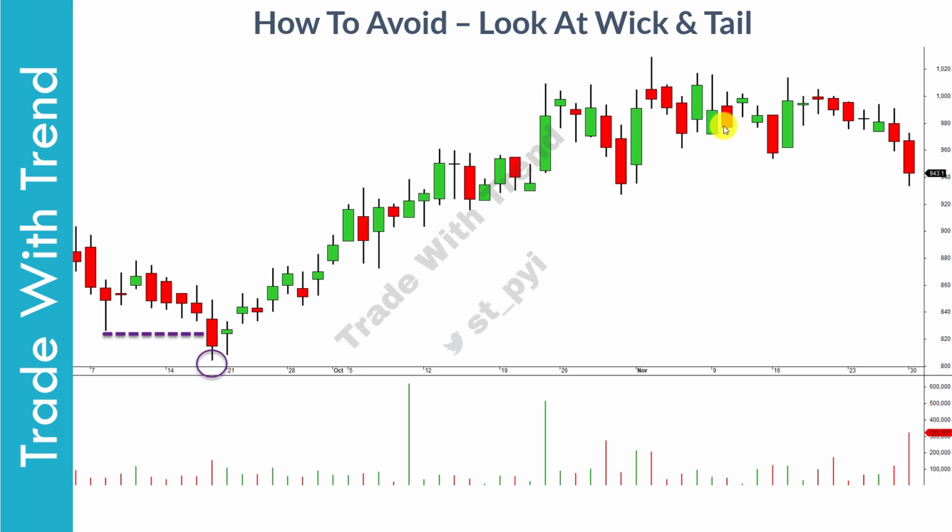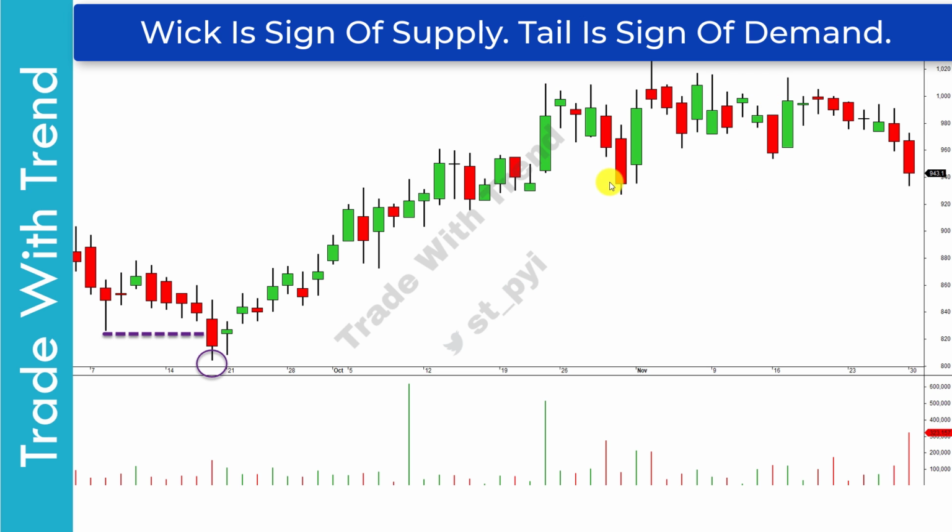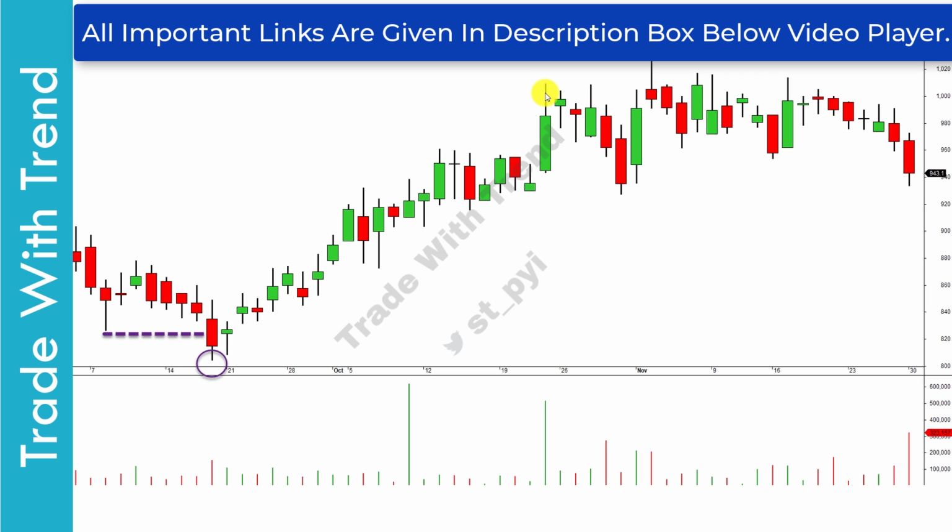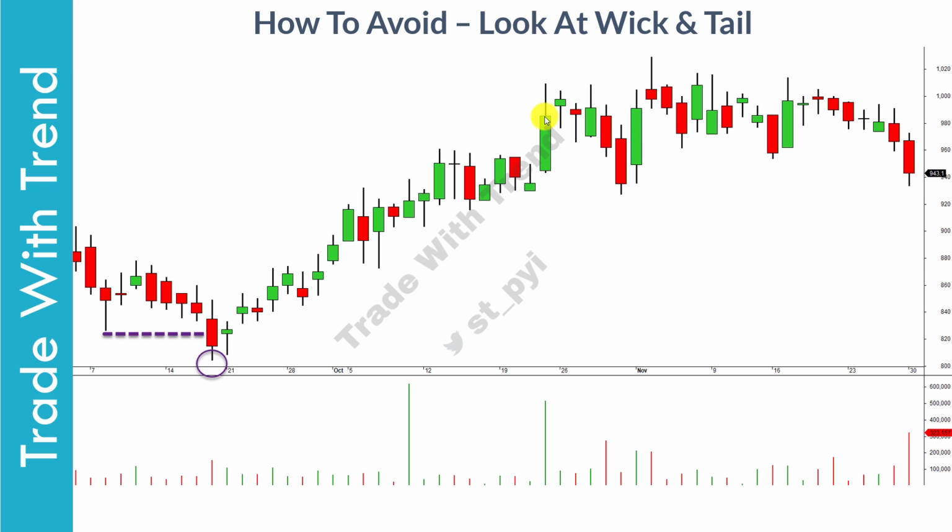Now in general, on a chart, whenever you spot a long wick, this is a sign of supply, and whenever you spot a long tail, this is a sign of demand. So when a candle shows a sign of demand on a breakout on the downside, avoid taking that trade. And on the upside, if you get a candle that looks like this with the presence of a long wick here, always avoid that breakout trade. You will be surprised to see how many breakout trades, which turn out to be false trades, you'll completely avoid by simply following this rule.